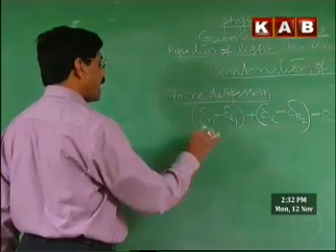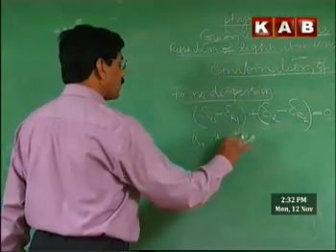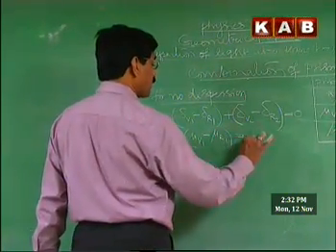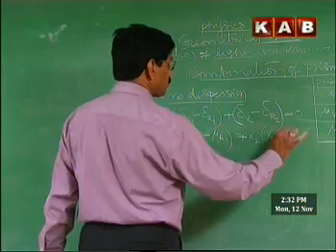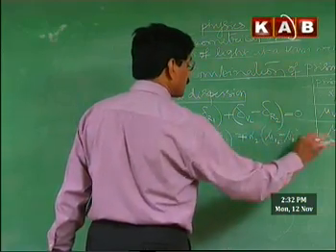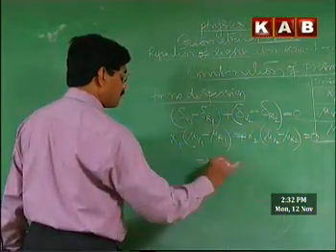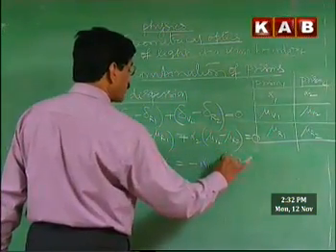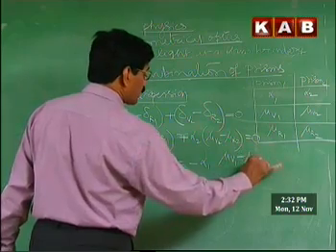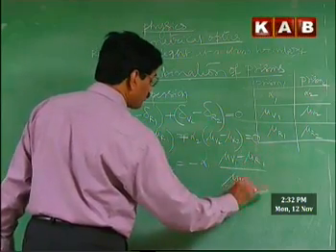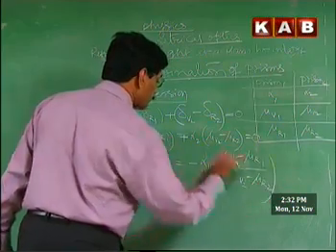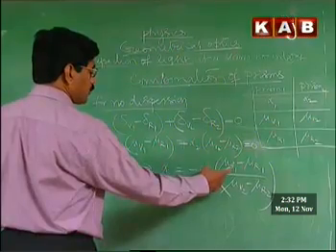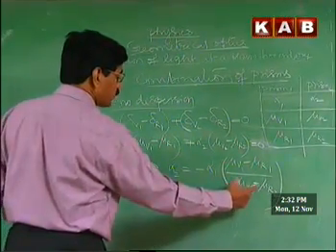Values here: alpha 1 into (mu v1 minus mu r1) plus alpha 2 into (mu v2 minus mu r2) is equal to 0, implying alpha 2 is equal to minus alpha 1 (mu v1 minus mu r1) divided by (mu v2 minus mu r2). So, alpha 2 is equal to minus alpha 1 into (mu v1 minus mu r1) by (mu v2 minus mu r2).